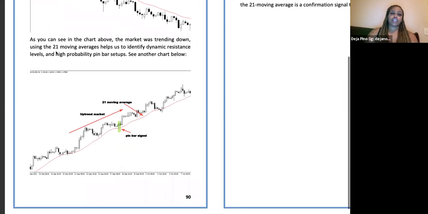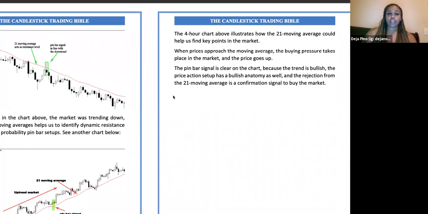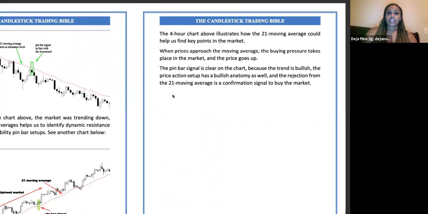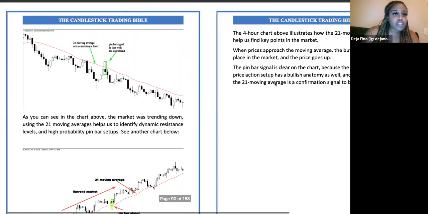Now it's going to show us an example for a buy. Same thing. We have a 21 moving average in an uptrend, confirmation on the trend line with the hammer, and we are in profit and we got a good entry point. It says the 4 hour chart above illustrates how the 21 moving average could help us find key points in the market. So they use this on the 4 hour time frame.